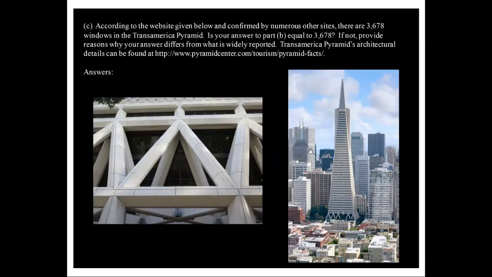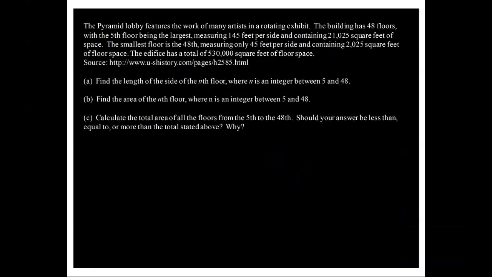Here's another question for you. This is some data that I found online. It turns out that if you look at the 48th floor, the width of that floor is 45 feet. And the width of the fifth floor is 145 feet. So, can you develop a formula for the length of the side of the nth floor? How big is the 30th floor? Can you come up with an equation for that? And now that you have an equation, can you find the area of the nth floor?